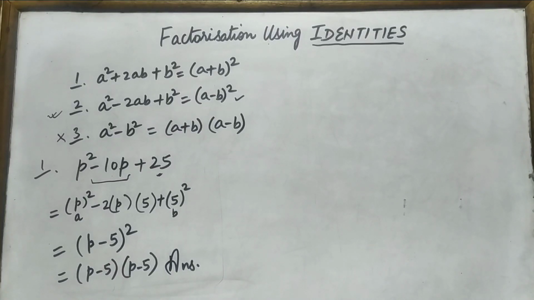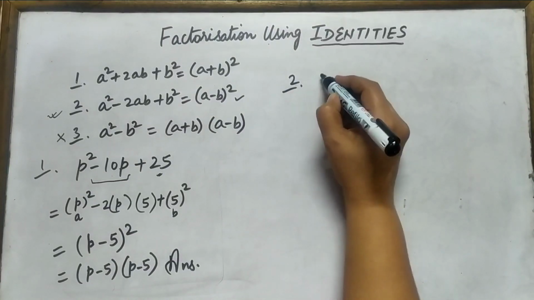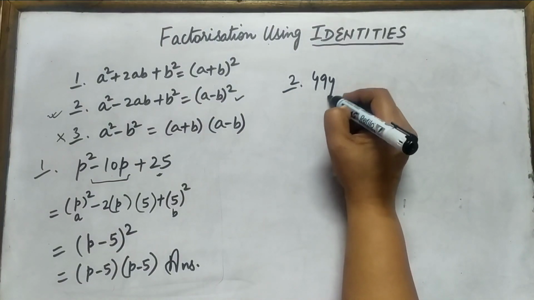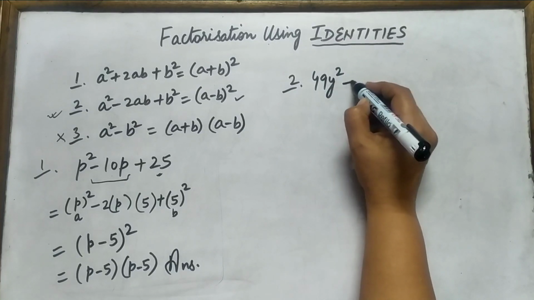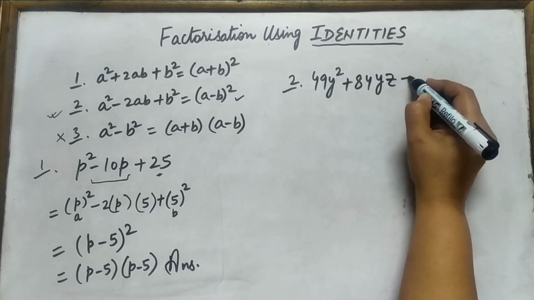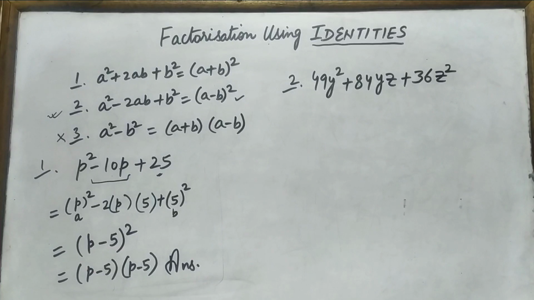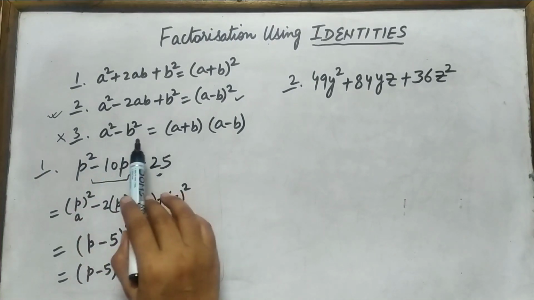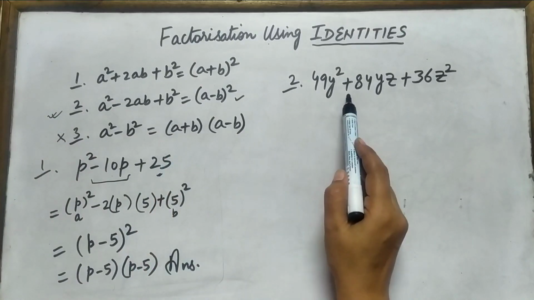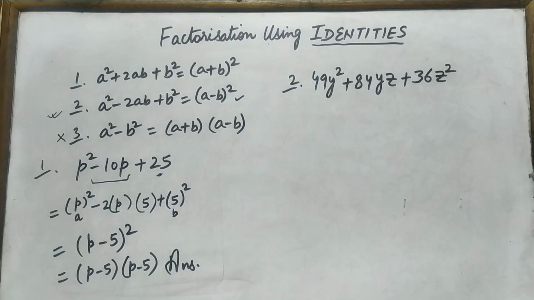Let us see one more example. It is 49y square plus 84yz plus 36z square. Again 3 terms are there. It means third identity is not there. And addition sign tells that it is the question of first identity.